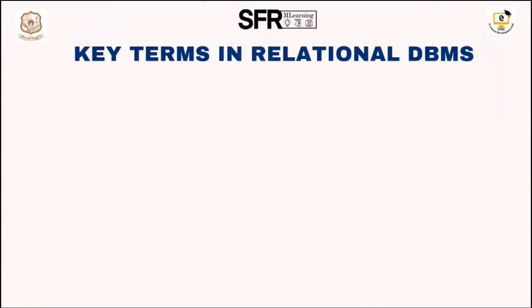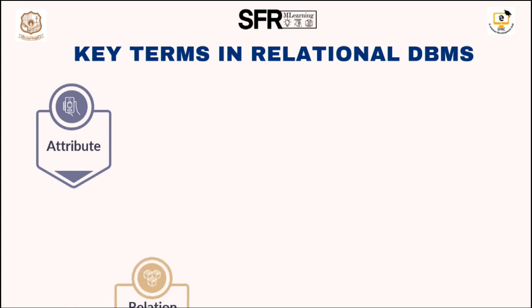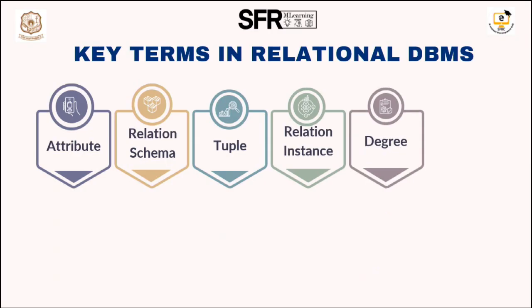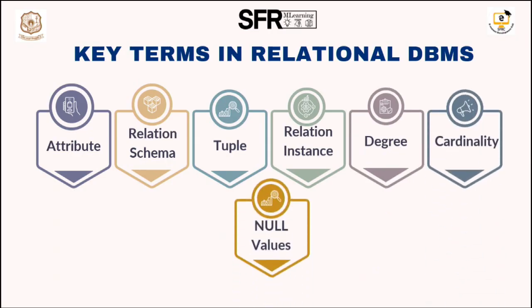The key terms in a relational model are attribute, relation schema, tuple, relation instance, degree, cardinality, and null values. Let's see them clearly one by one. Attribute: attributes are the properties that define an entity. Relation schema: a relation schema defines the structure of the relation and represents the name of the relation with its attributes. And tuple: a tuple represents a row in a relation. Each tuple contains a set of attribute values that describe a particular entity.